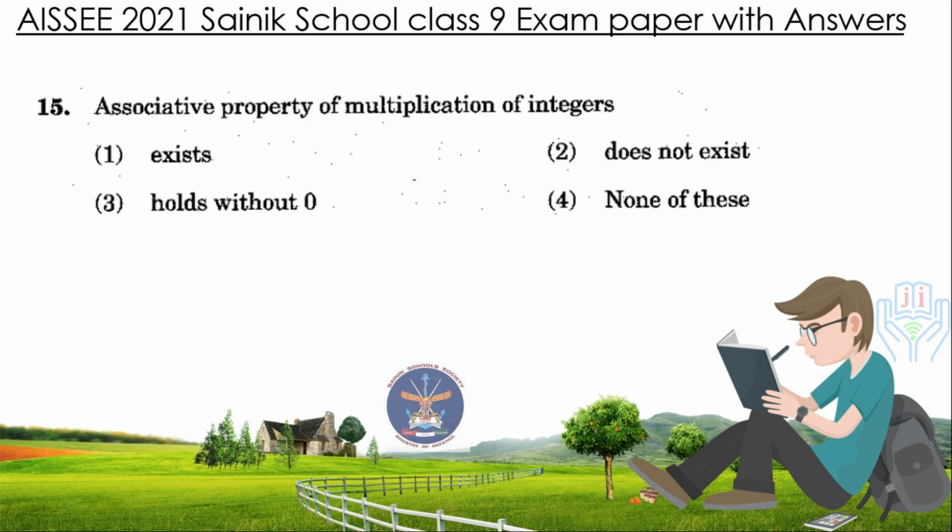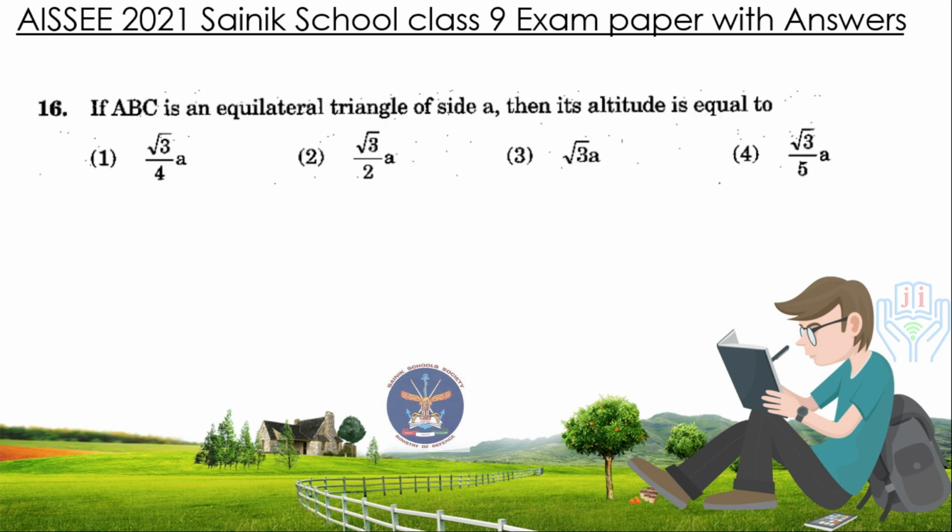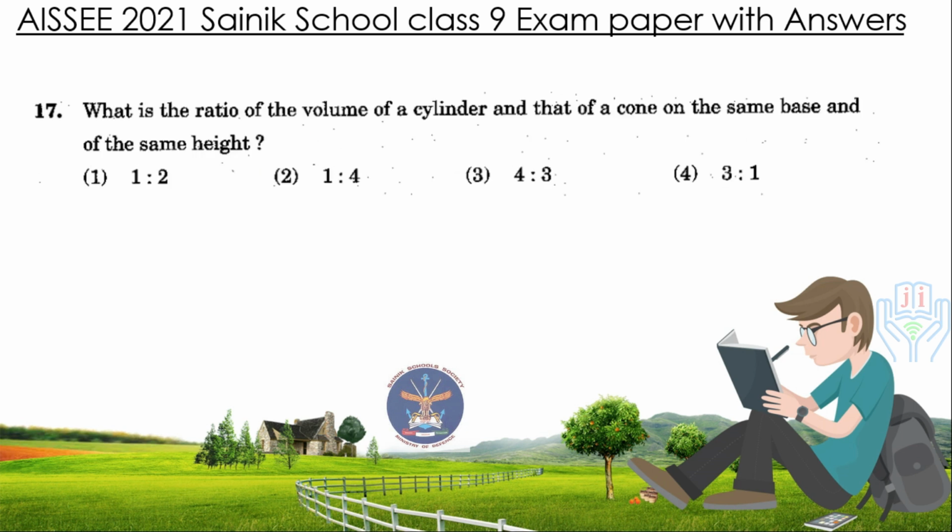Associative property of multiplication of integers. Answer exists. If ABC is an equilateral triangle of side A, then its altitude is equal to square root of 3 by 2 A. What is the ratio of the volume of a cylinder and that of a cone on the same base and of the same height? Then what is the ratio?